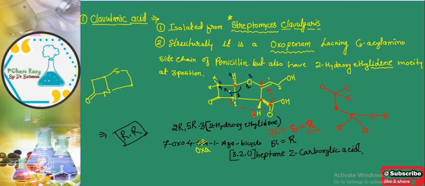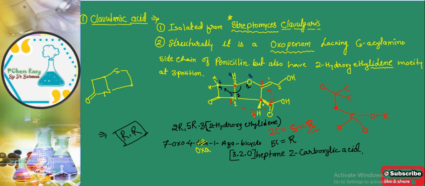This is the structure of clavulanic acid. As you can see, it does not have any amino group. Everything is similar as compared to penicillin. The only difference is that it has oxygen and this group. This was also present in penicillin. Now as we can see here, there are two positions having a stereo carbon, stereo center, or chiral carbon, or asymmetric carbon. So we have to assign the configuration at the C2 position and this C5 position.